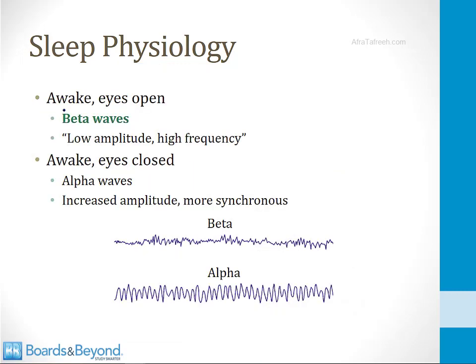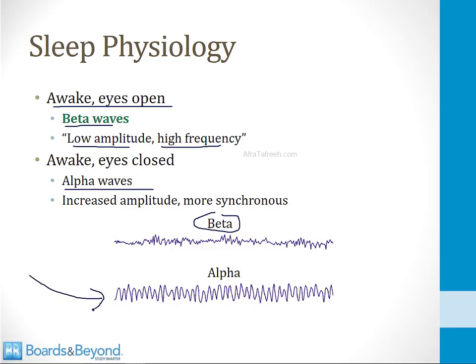So when you get into bed and you're about to go to sleep, but you're still awake and your eyes are open, what you will see on EEG are what's known as beta waves. Beta waves have a low amplitude and a high frequency. And this is an example of beta waves shown on the screen here. When you close your eyes to start to get ready to go to sleep, your EEG shifts to what are known as alpha waves. This is a picture of alpha waves here. You can see that they have a higher amplitude, meaning that they are bigger waves compared to the beta waves, and they are more synchronous, meaning they are more organized compared to the disorganized pattern of beta waves.